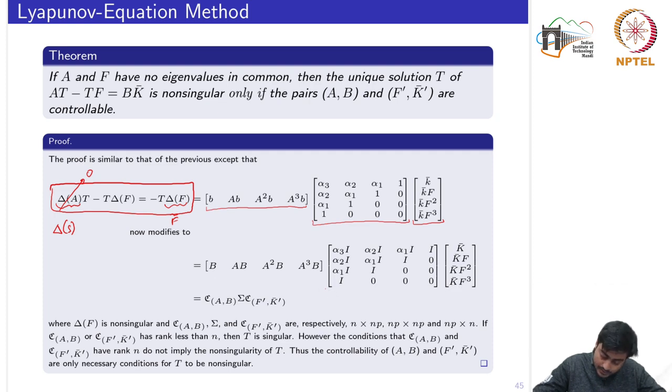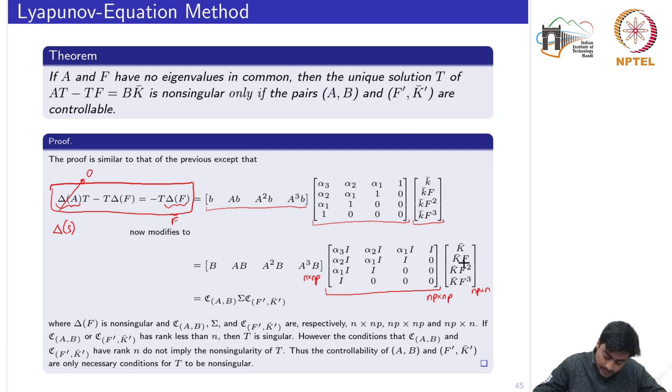Now this sigma matrix would have a dimension np times np. This matrix would have the dimension n times np, and this matrix would have the dimension np times n. Also note that this is an upper triangular matrix, so this matrix would always be a non-singular matrix, and the determinant would be equal to one. Now the rank of this matrix is n because it is controllable. The rank of this matrix would also be n.